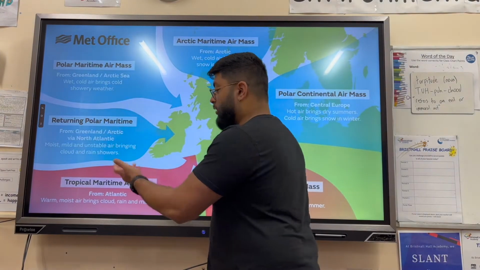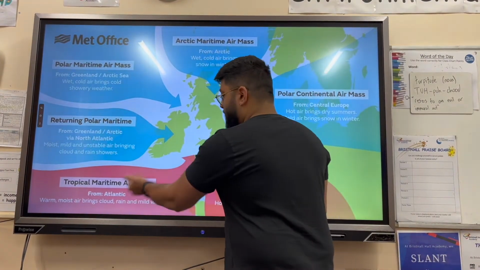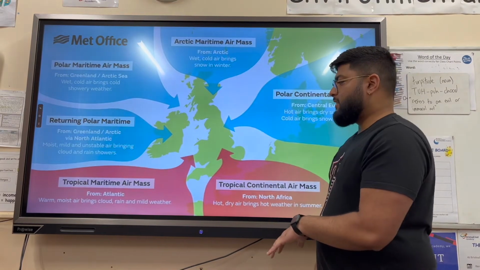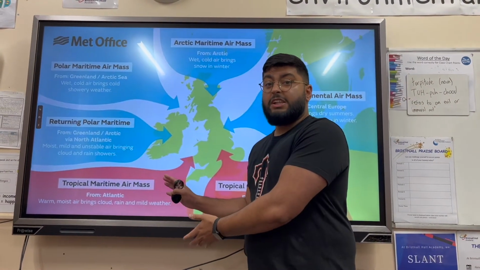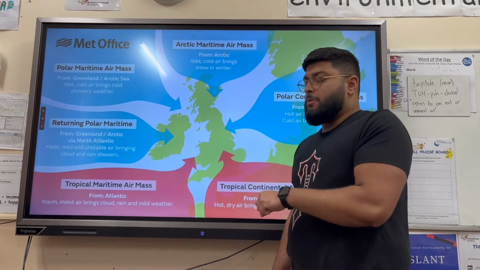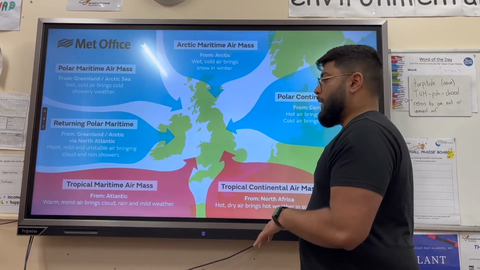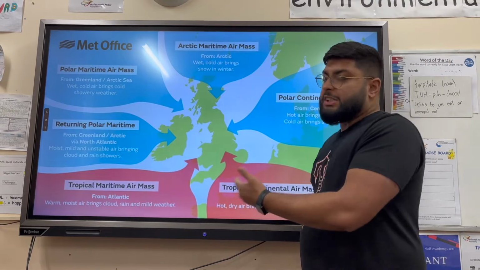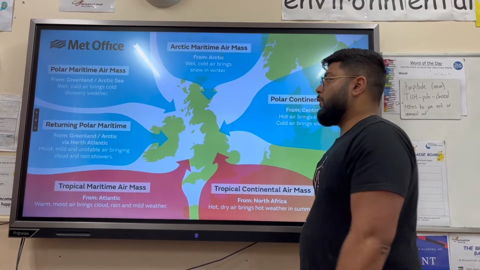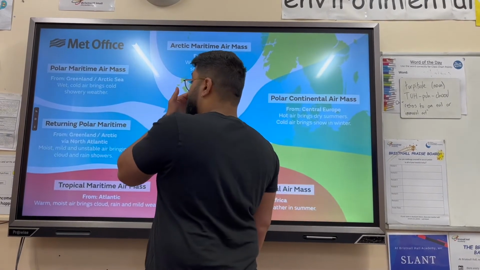Tropical maritime, so tropical means it's going to be quite warm. Maritime means that it's going to be wet, it's travelled all the way over the Atlantic Ocean. This is the air mass that affects the UK most of the time. So tropical maritime will generally be warm or very warm weather, but it's going to be wet because it's travelled over the Atlantic Ocean and picked up lots of rainfall.